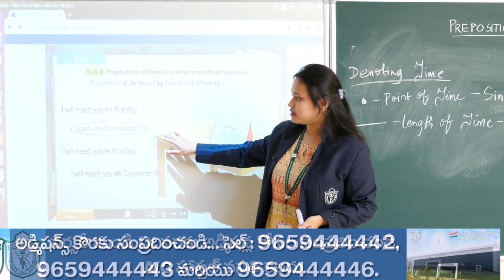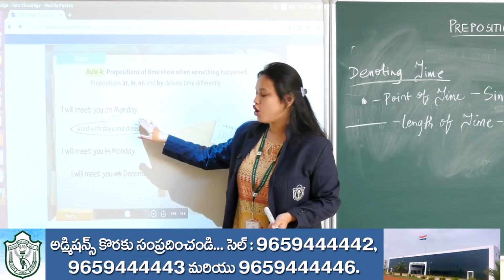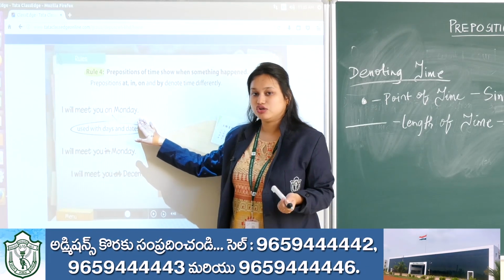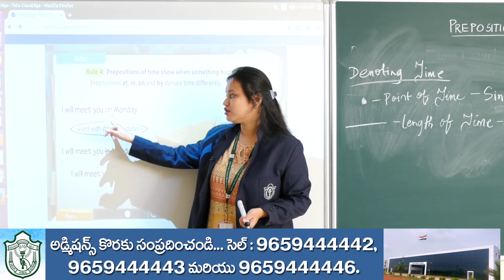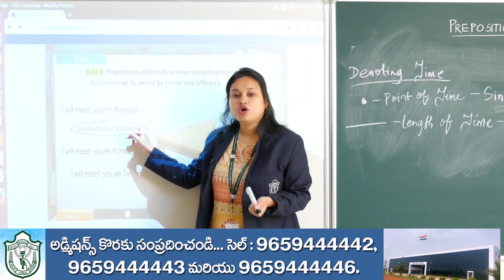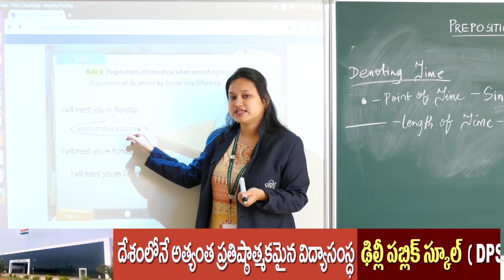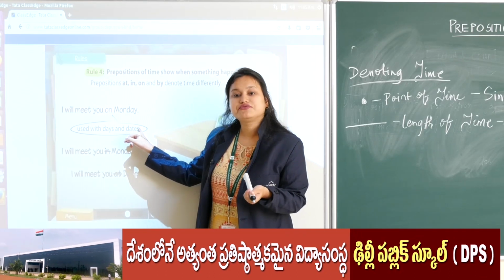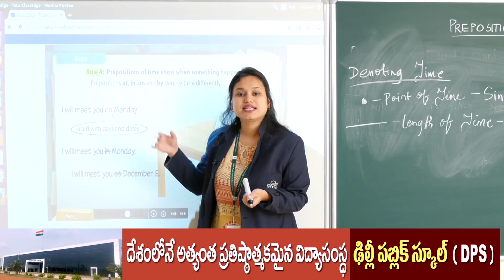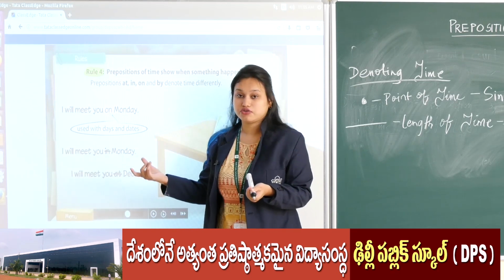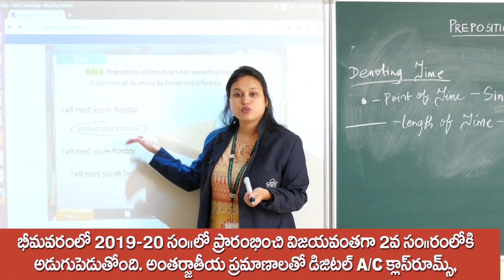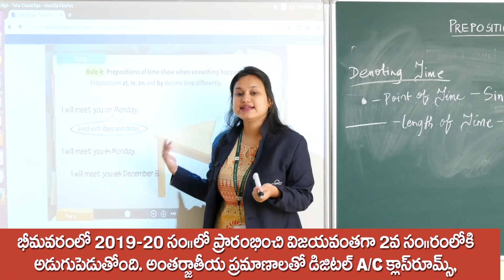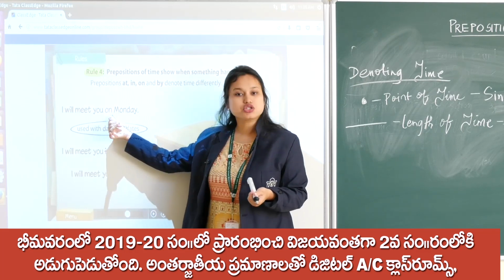Okay, let's look here. I will meet you on Monday, on Tuesday, okay? So these are used with dates, okay? Or if I say we celebrate Independence Day on the 15th of August, so I am using a date, right? On 15th of August, on Monday. So whenever we are using days and dates, we use the preposition on, right?